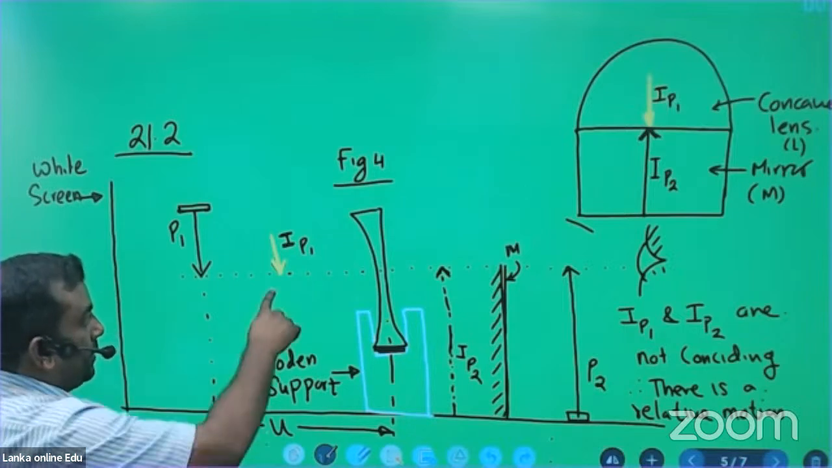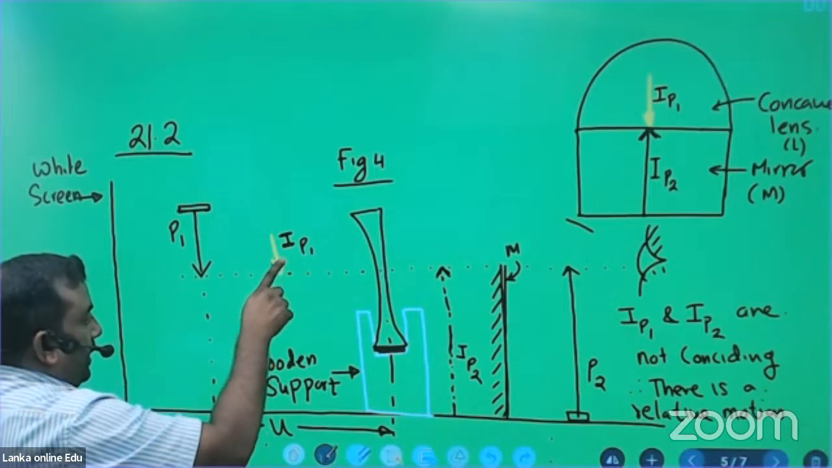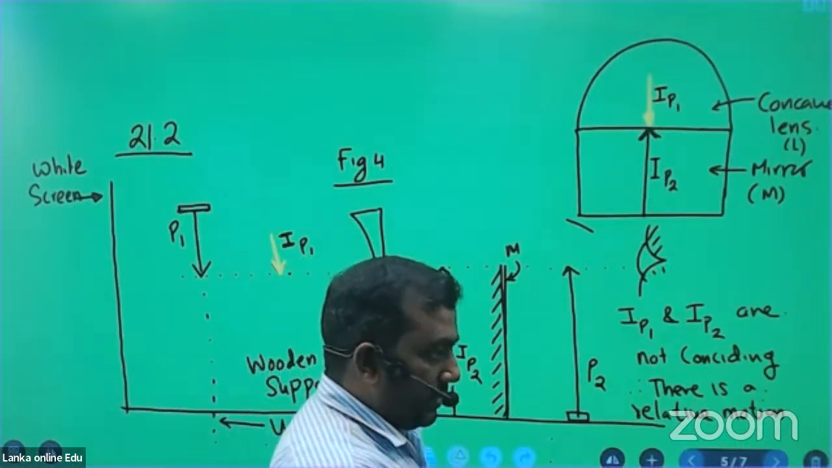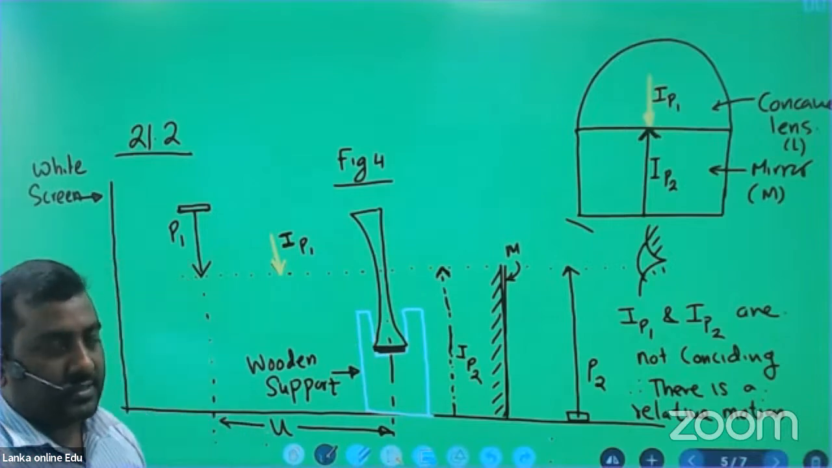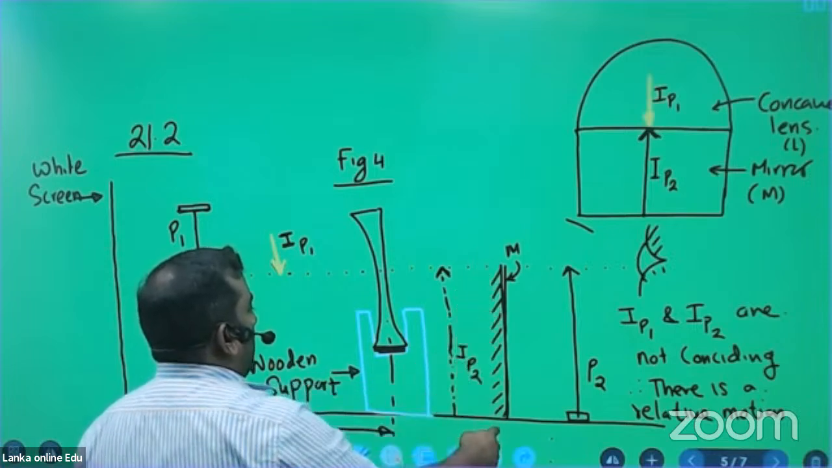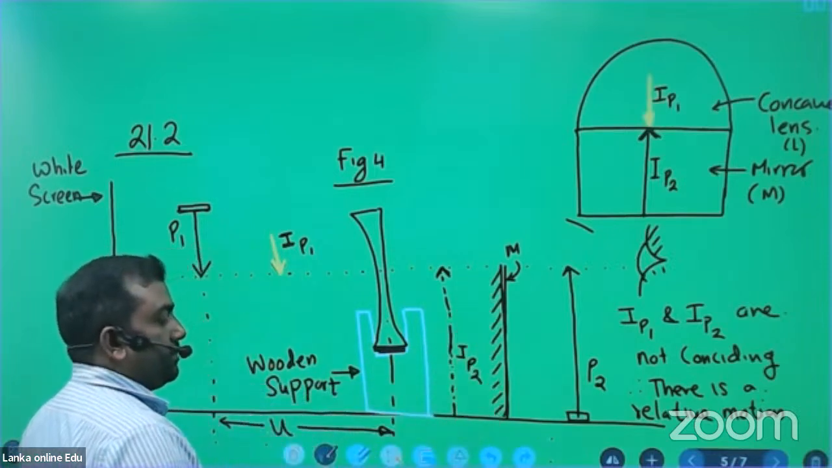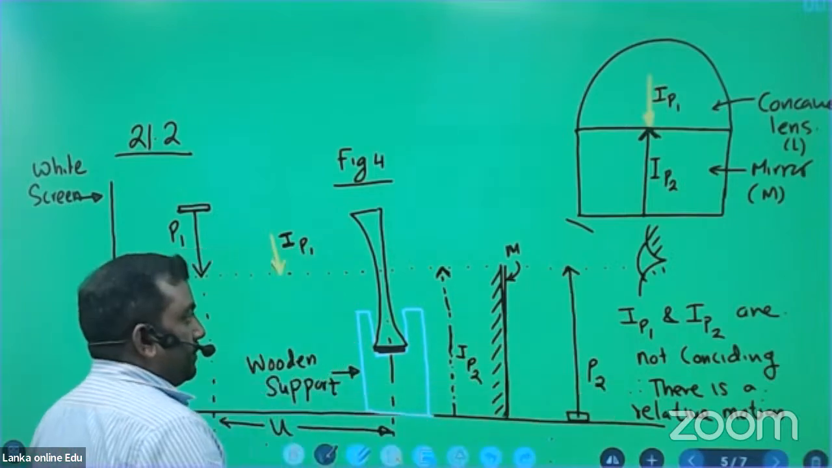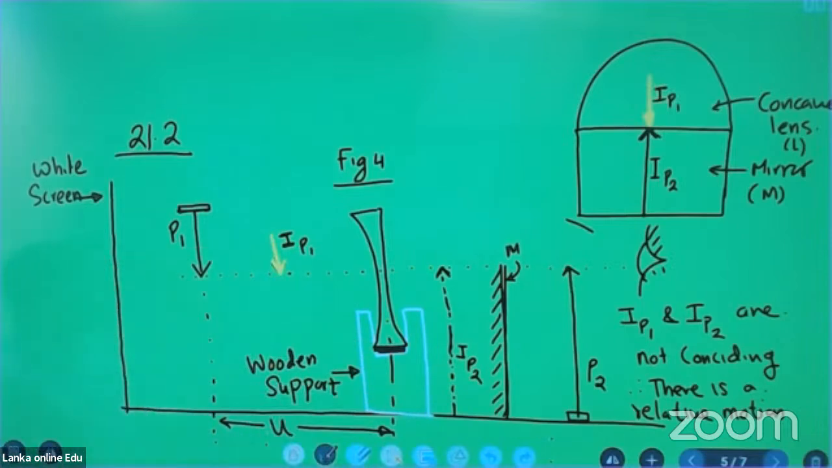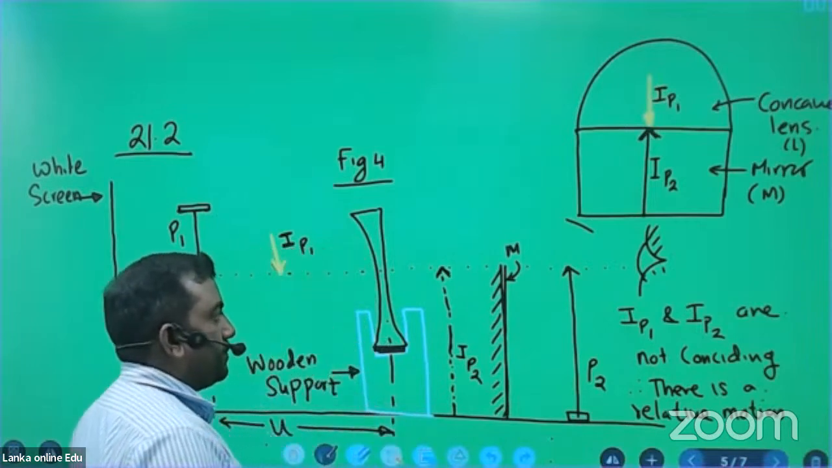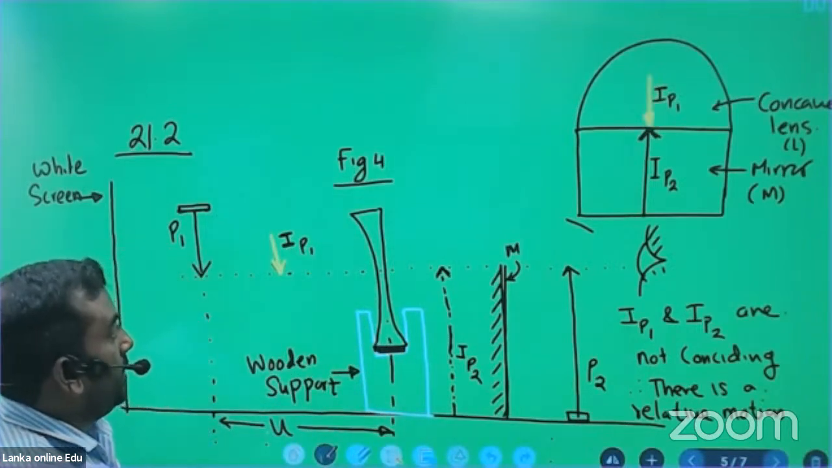Keep writing. To locate this image location, we use a plane mirror with a taller optical or locating pin as shown in the figure.